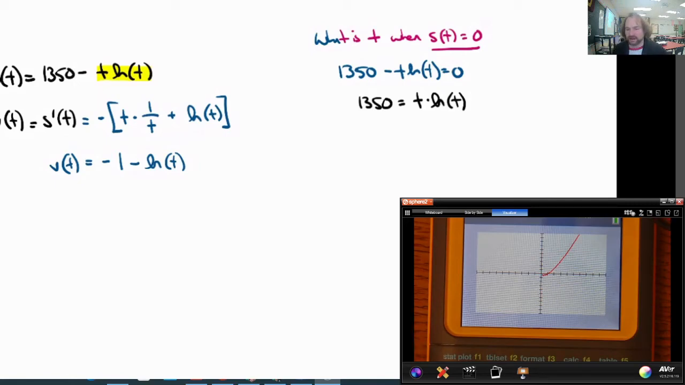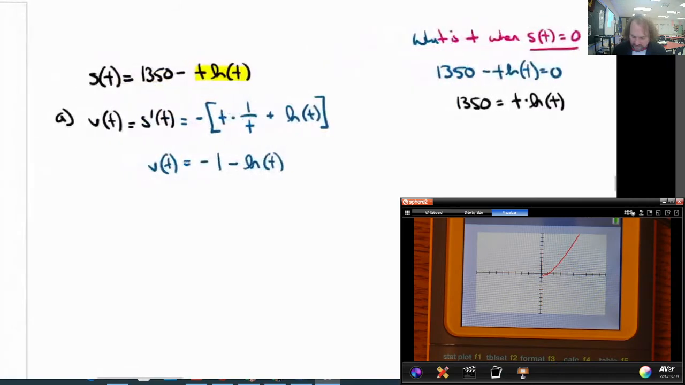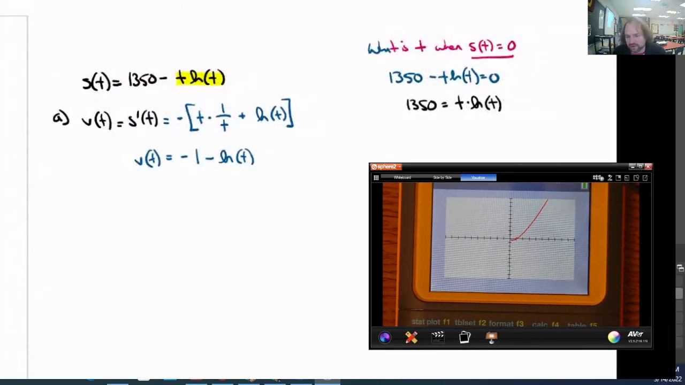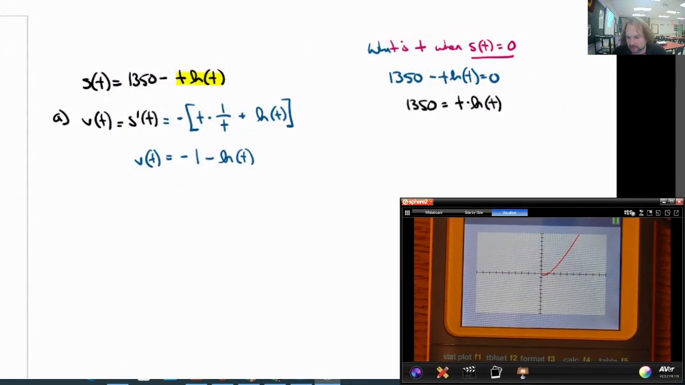Hey, it's me again. My program crashed. I think I was asking it to do too much. So let's go back to the graphing calculator for this then. I think it might be a better tool anyway.